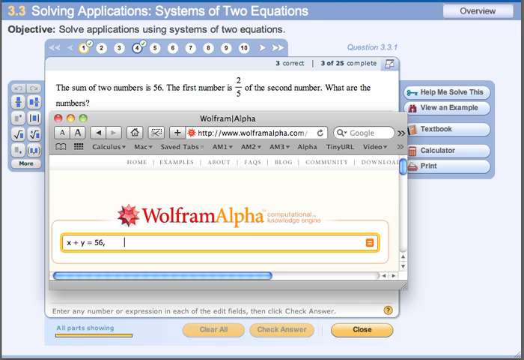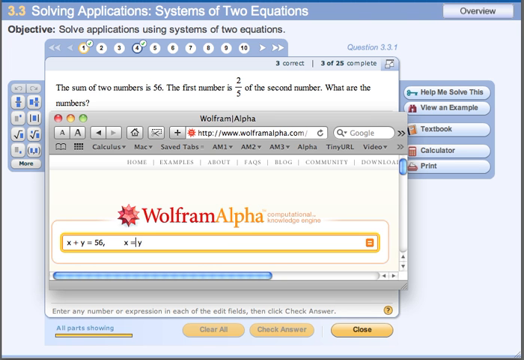Now the second sentence up there says the first number is 2/5 of the second number. Notice that I can't say that x is equal to y. Can't say that. They're not equal. In fact, x is 2/5 of y. x is smaller than y. That's a true statement right there. x is less than y.